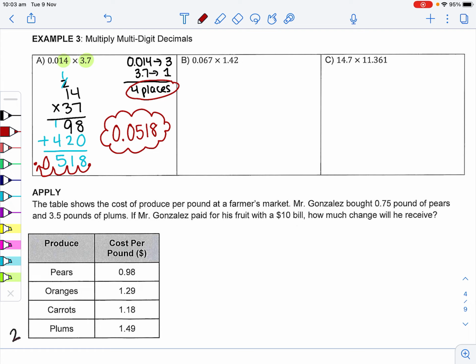So the most important part of this is that you count the decimal places correctly and that you put them back in at the end, because you do need that decimal point in there at the end.